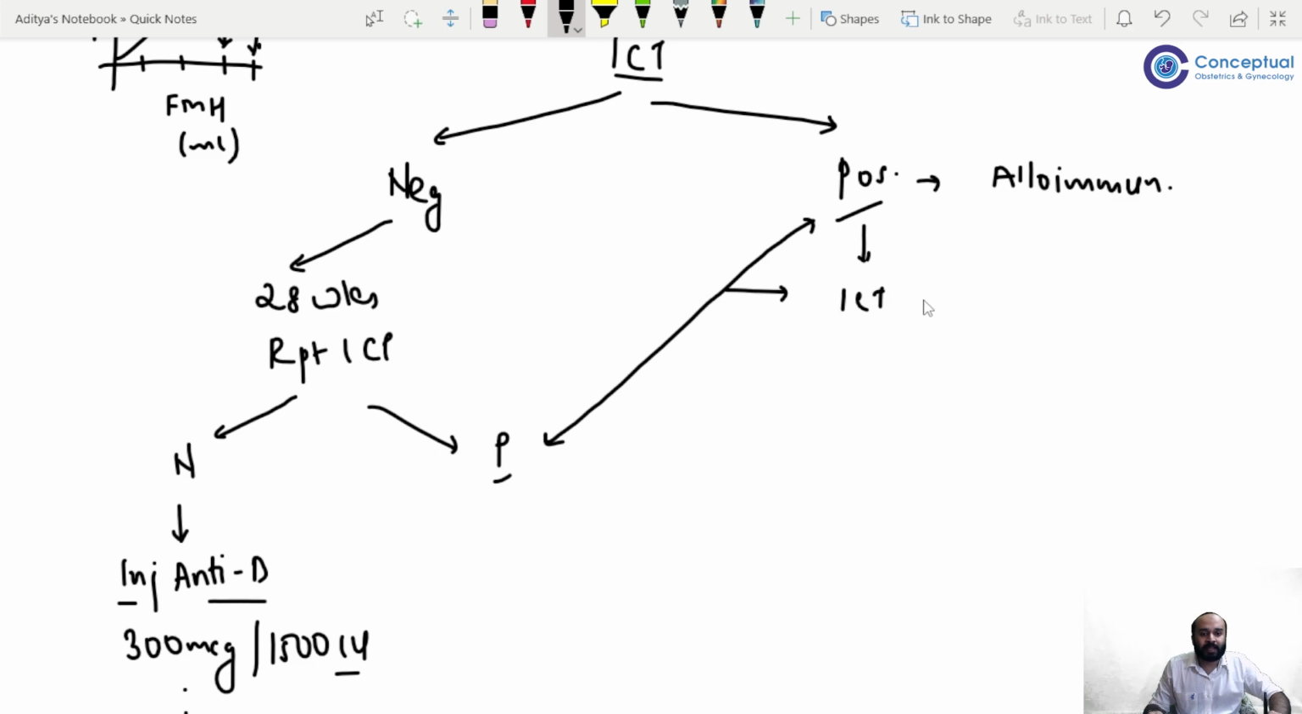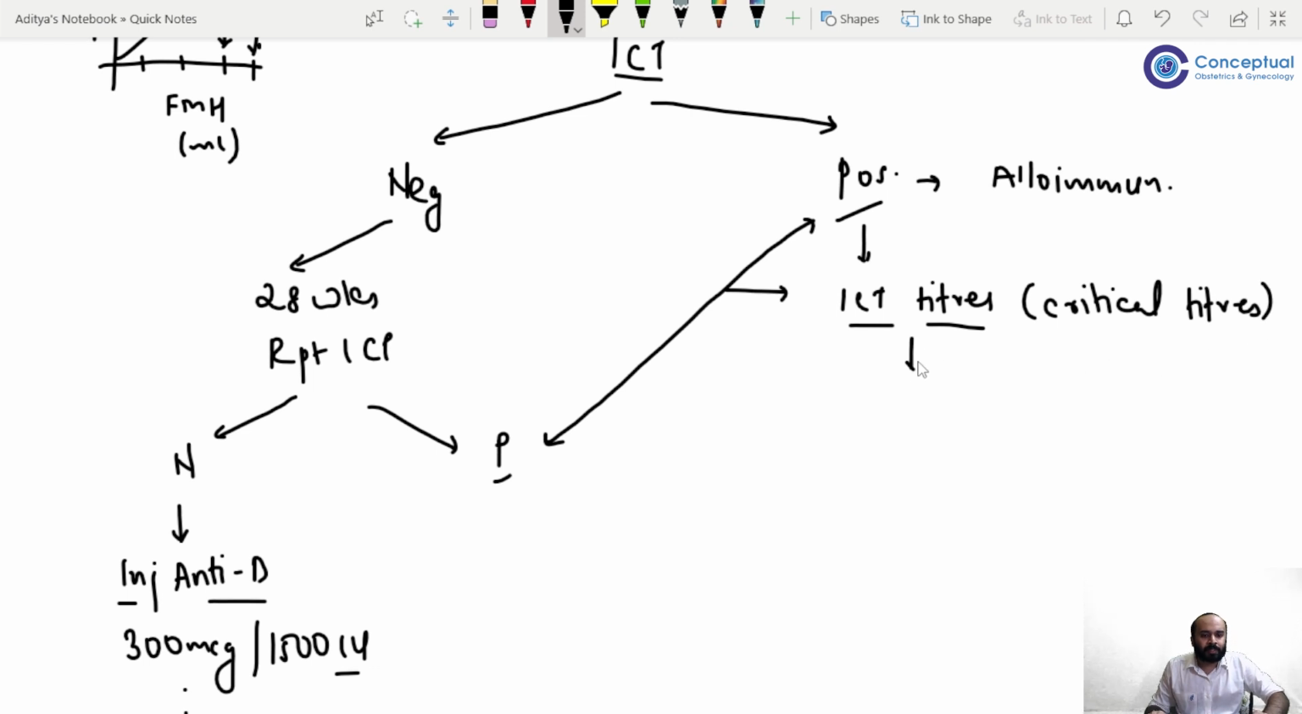So what I do is I ask the lab which has done the ICT to give me the titers. By titers, in simplistic terms, it is just the strength, the amount of antibodies, the concentration of antibodies that are present in that female's body. I ask them for the ICT titers, and I also ask them to give me a critical titer that their lab has determined. So there is a critical titer that is specific to every lab.